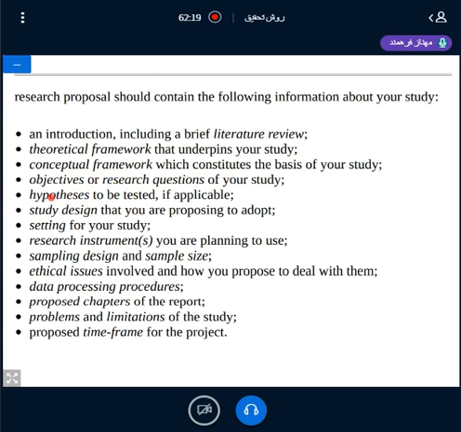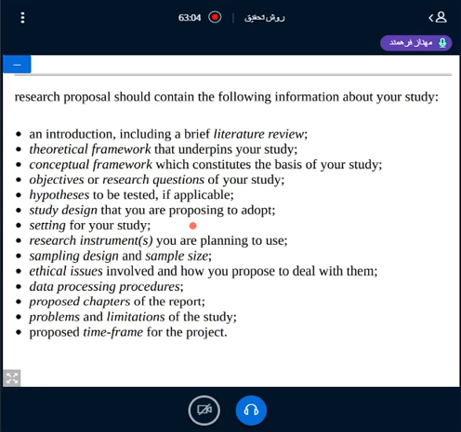That is very important, and the main part of your proposal is objectives or research questions, and we are going to talk about it later. And hypothesis to be tested, if applicable. We talked about that. It is not very necessary, but it is going to clarify the study objectives more and more.